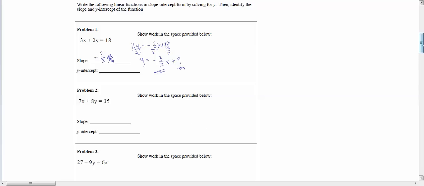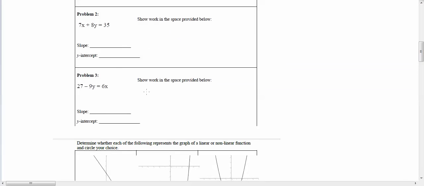Alright, let me do another one of these. Let's skip number 2 and we'll do number 3. Negative 9y equals 6x minus 27. I did a step in my head right there. I hope you can figure that one out. I'm going to divide everything by 9. I'm going to divide everything by negative 9, actually. That becomes negative 6 over 9x plus 3. 27 divided by 9 is 3, yes. I'm going to reduce this, and I've got y equals negative 2/3 x plus 3. So what is my slope? It's negative 2/3. I don't include the x part, and my b is 3.